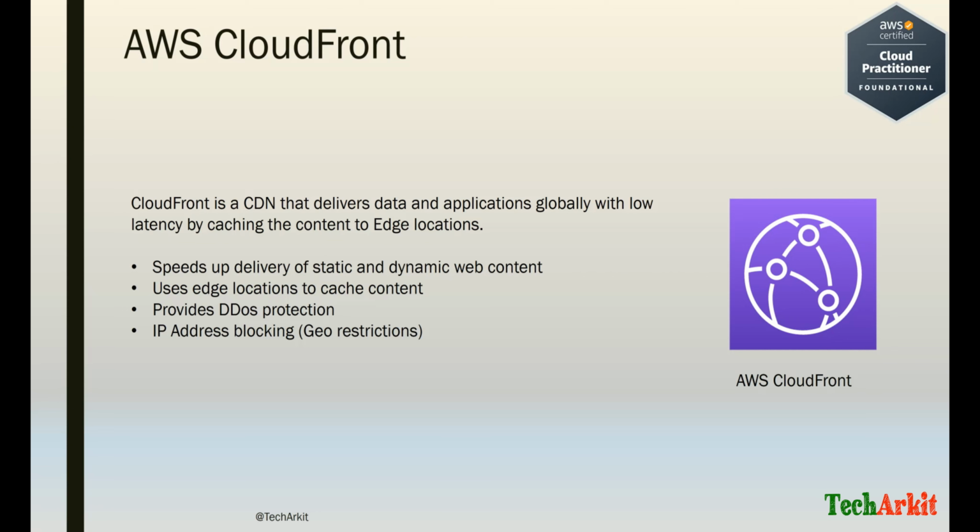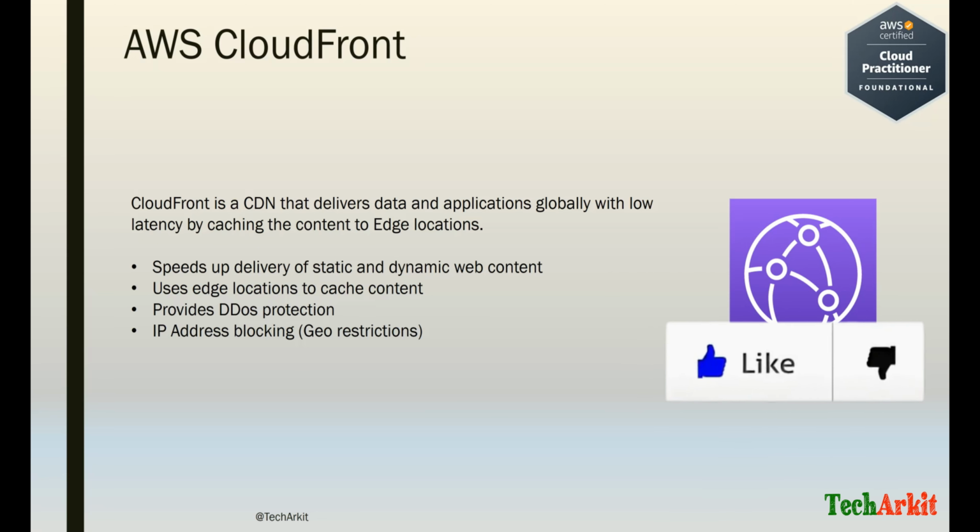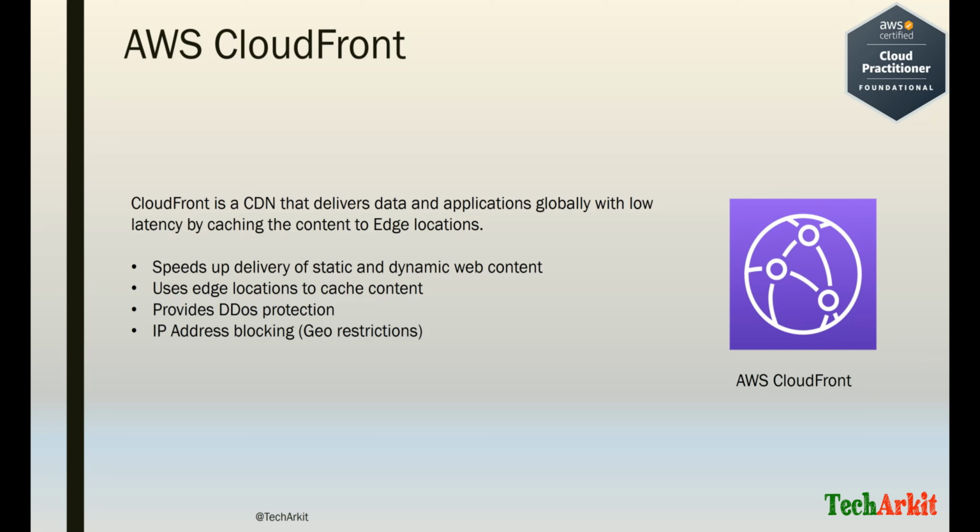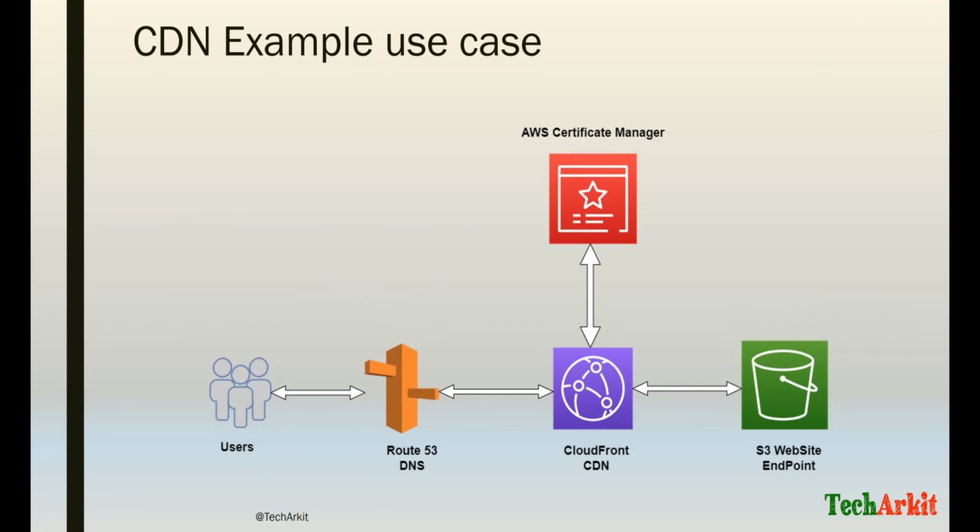IP address blocking, so for example, if it is restricted data and you can only serve it to a particular region, then you can do geofencing, so that way the content cannot go to other locations, where you cannot access the content from. So that way you can set geo restrictions on that particular website, or IP address blocking, something like that.